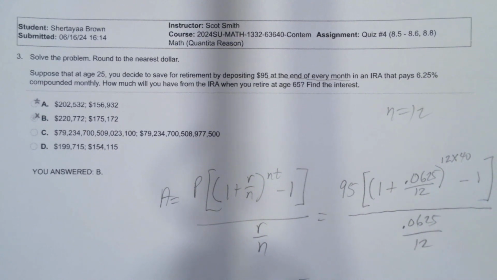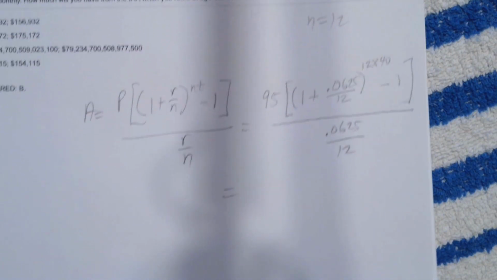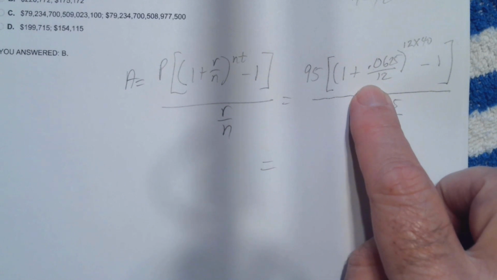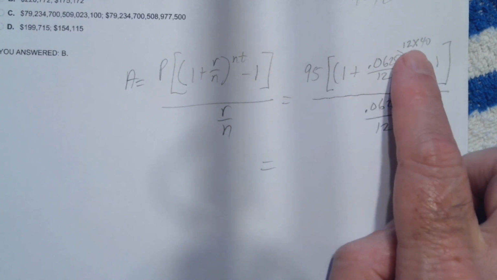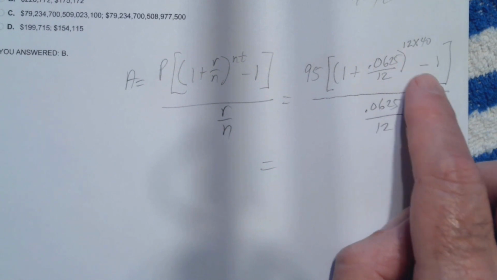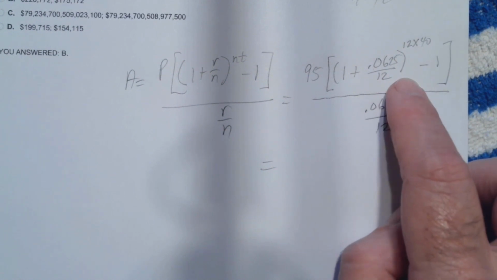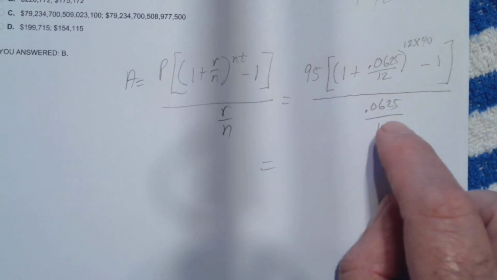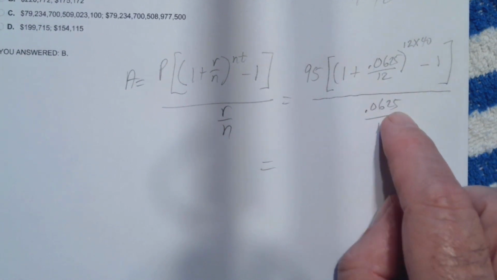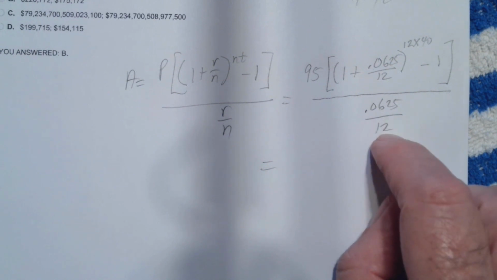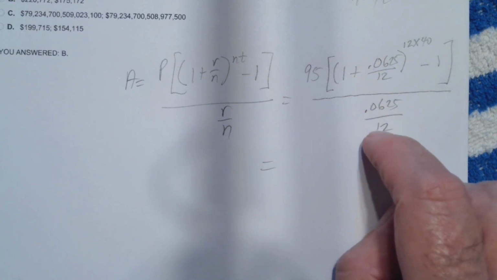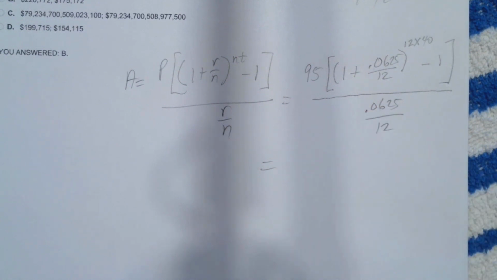Now in this case, again, I don't think you have a calculator like this one yet. You would want to do what's in the parentheses first. Take that to the 480 power, subtract 1, and then you'll have that. Multiply it by 95 and get a number. And then divide by this, and you might want to put 0.0625 divided by 12 in parentheses. So whatever you get here, divided by this in parentheses, and that should give you the same thing.